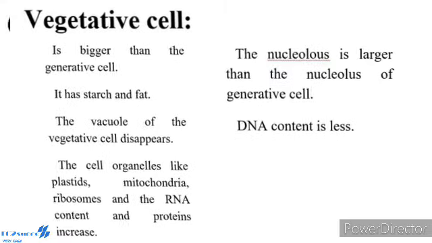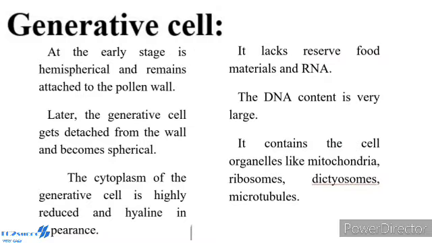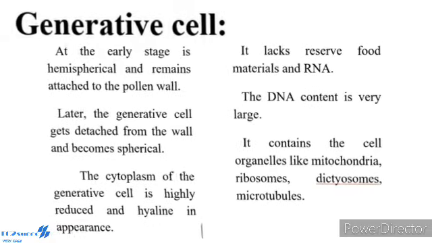DNA content is less. The generative cell at the early stages is hemispherical and remains attached to the pollen wall. Later, the generative cell detaches from the wall and becomes spherical. It is smaller than the vegetative cell. The cytoplasm of the generative cell is highly reduced. It lacks reserved food material and RNA. The DNA content is very large. It contains cell organelles like mitochondria, ribosome, dictyosome, microtubules, etc.